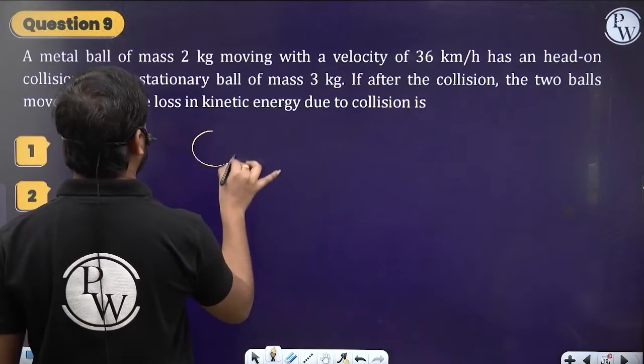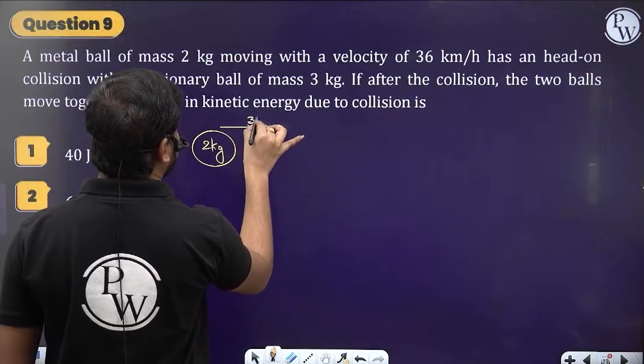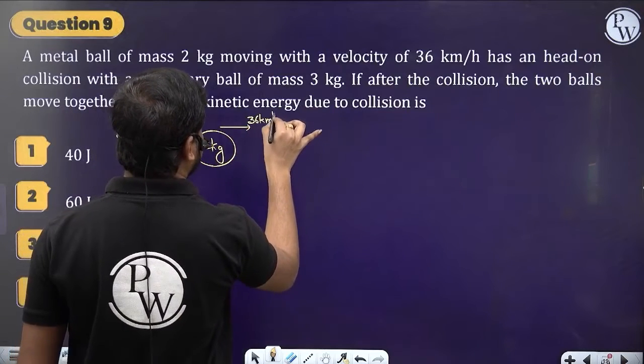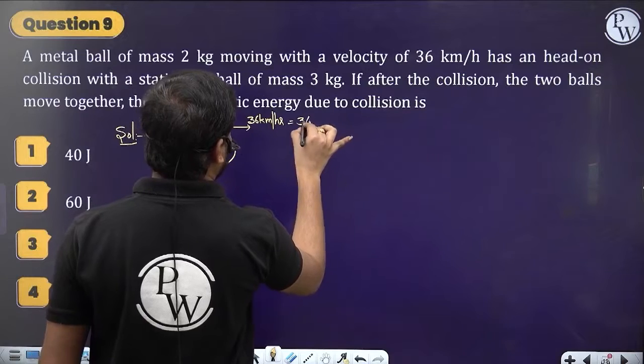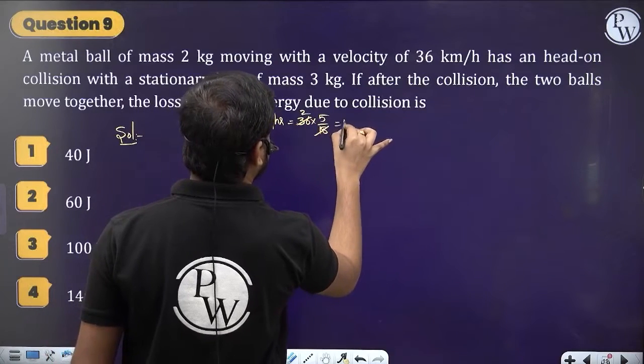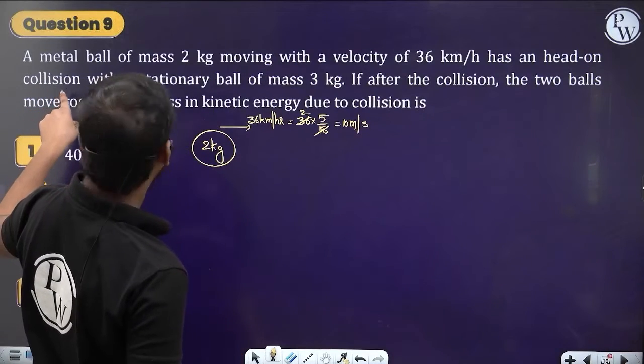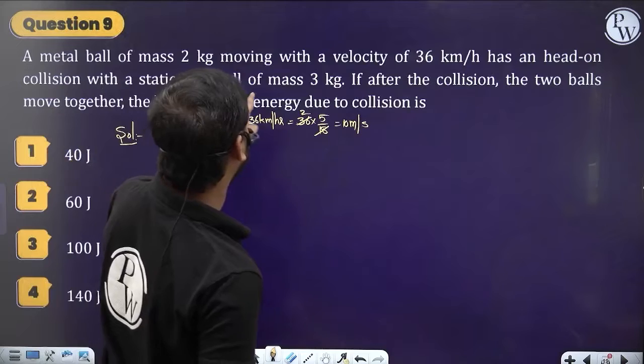So this is a ball of 2 kg which is moving with 36 km per hour. Convert it to meter per second. 36 into 5 by 18, which is nothing but 2 times 5, so this is 10 meter per second. Fine. It has a head-on collision with a stationary ball of mass 3 kg.